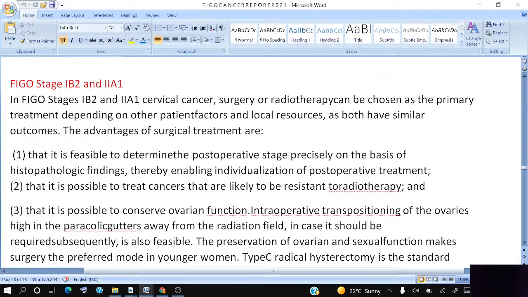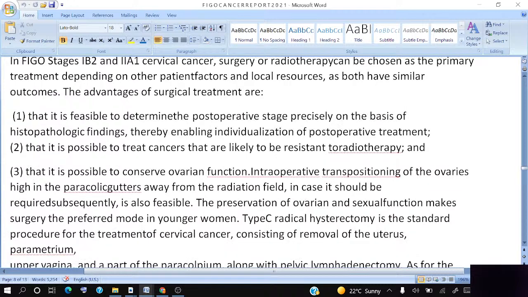Then again, if the stage is 1B2, the same procedure is applied, and radiotherapy as the primary treatment depends especially on patient factors, local sources, and the surgical outcome. So here the advantage of surgical treatment is the feasible determination of the post-operative stage, based on histological findings, and there may be individualization of the post-operative treatment. So according to the stage and the post-operative treatment, we have to individualize the patient, and according to the situation we have to manage. It can be restricted for some patients with radiotherapy.